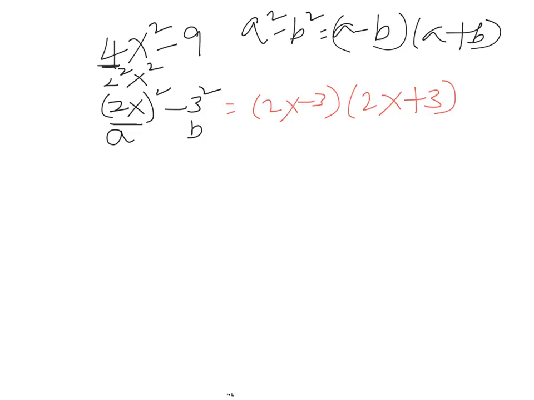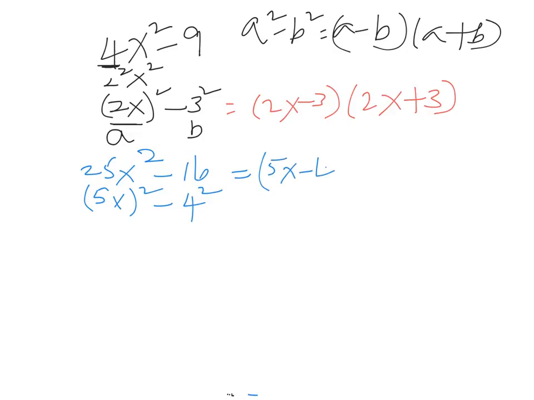Okay, we'll do more. One more example. Let's take 25x squared minus 16. So this comes down to 5x squared minus 4 squared, which is equal to 5x minus 4 times 5x plus 4.